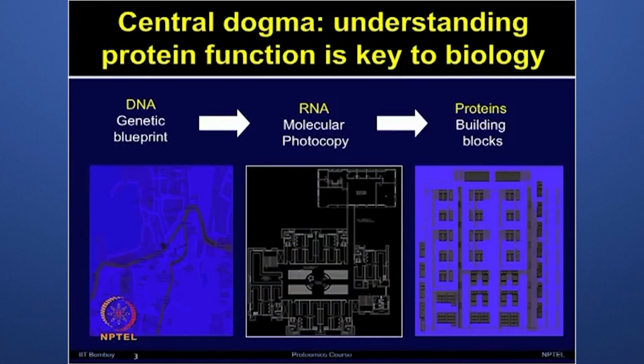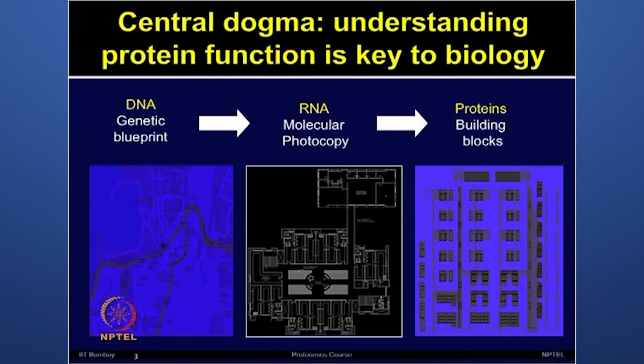Let us say we want to make a building in IIT campus, which is in Powai area of Mumbai. So the left side shows the map which shows where this area is. So DNA is doing something similar type of function. DNA is the genetic blueprint which contains only the information. Now once the site is decided, then a map has to be created for the building. So RNA is the molecular photocopy which can be used on the site from the cell contractors.